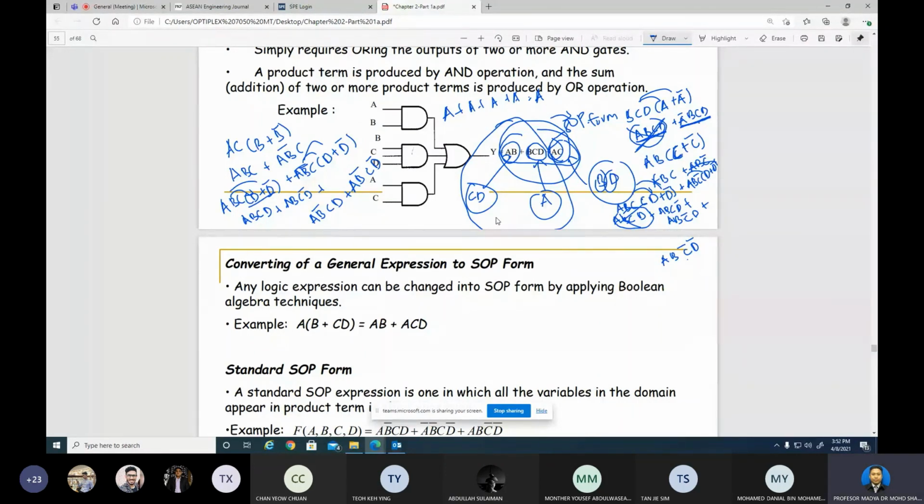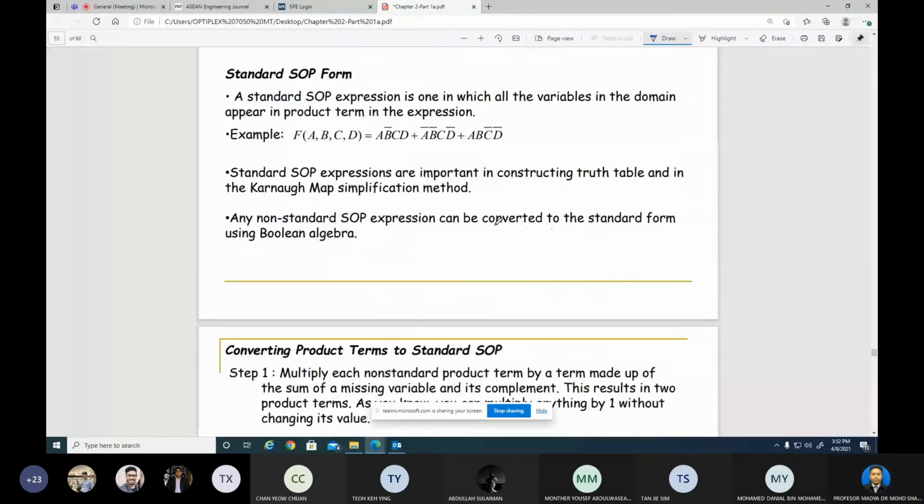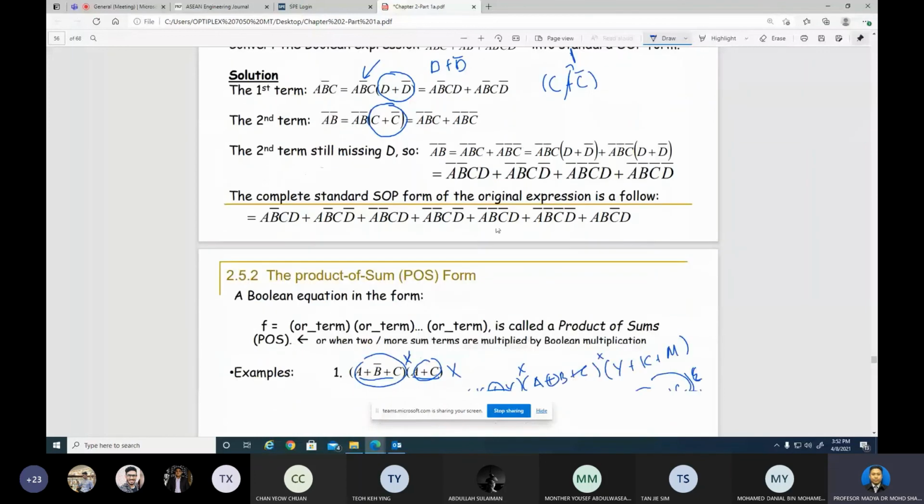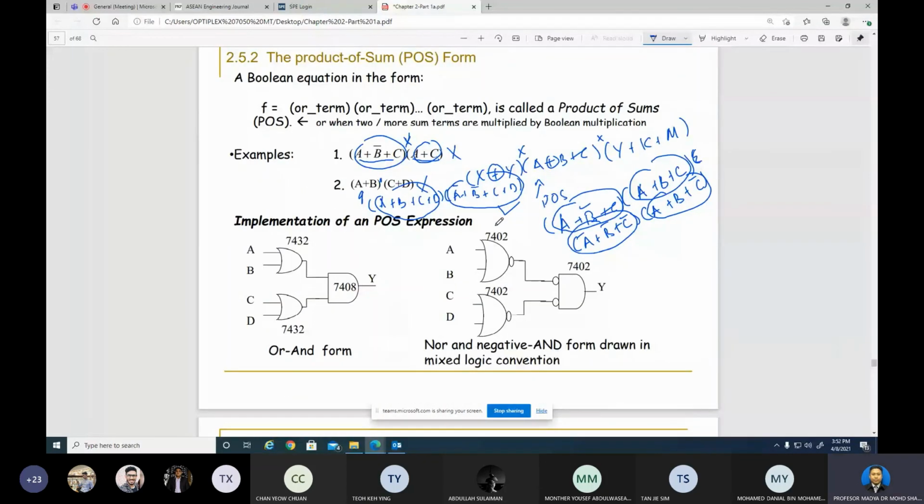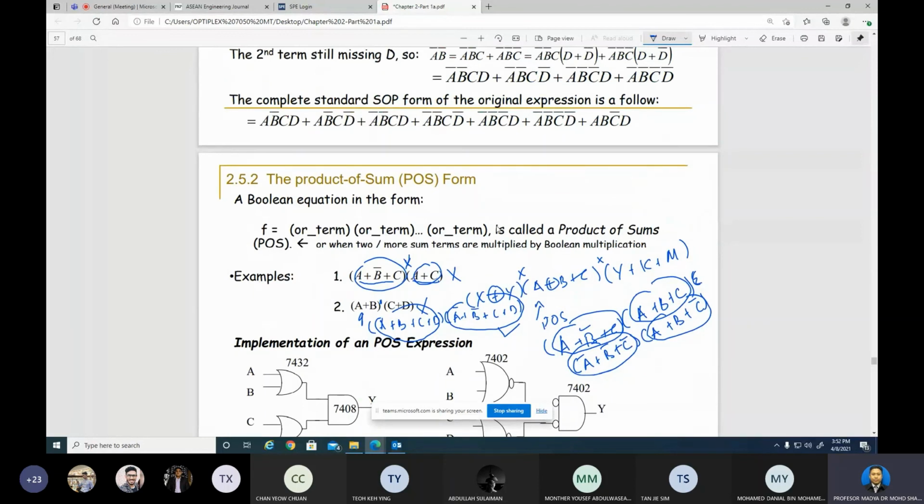Okay, the last one for today, for POS. How to do a standard POS. For example, we show a simple example here. Maybe we have A, B, so we have A plus B multiplied by C. This one we don't have the C, and this one we don't have the A and B.